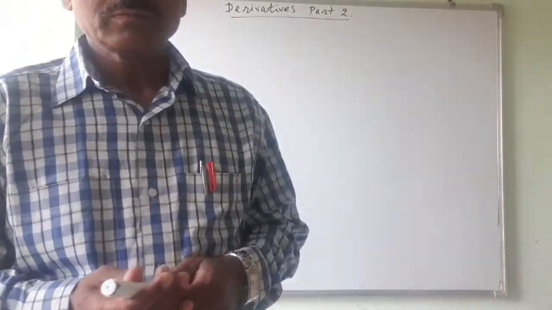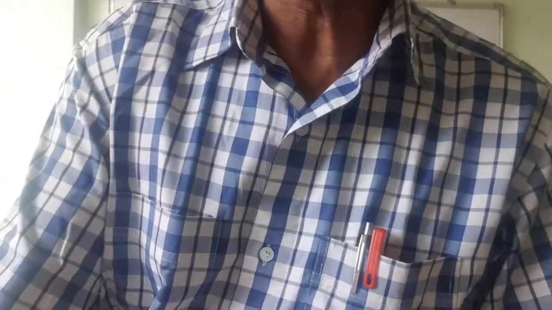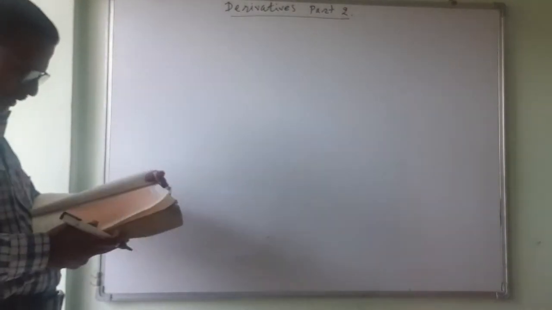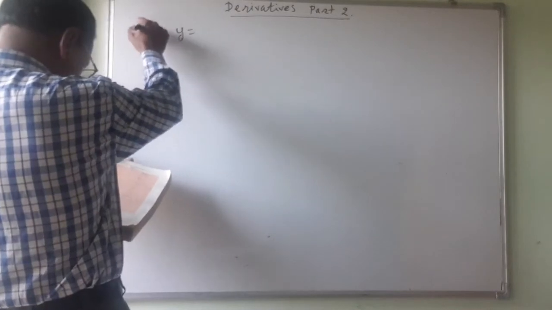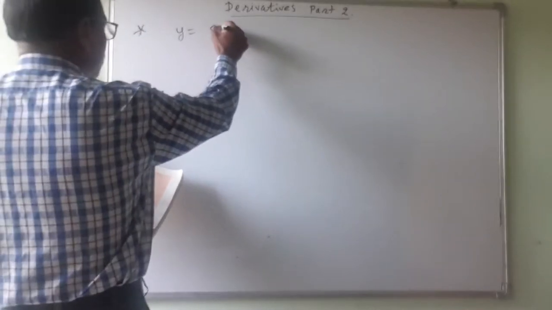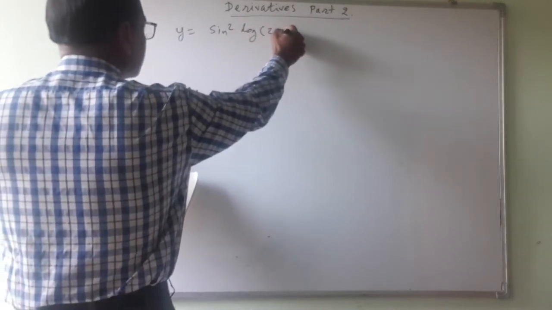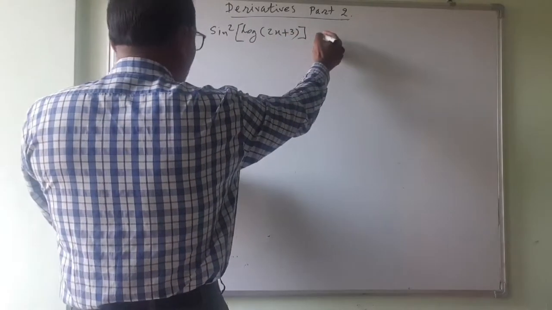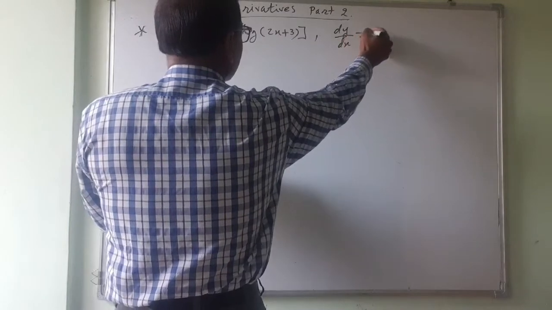Hello everyone. We have seen one part of the derivative, in that we have solved some questions along with the formulae. Now we'll go for some other sums in the second part. y is equal to sine square log of 2x plus 3. Find dy by dx. dy by dx is equal to question mark.